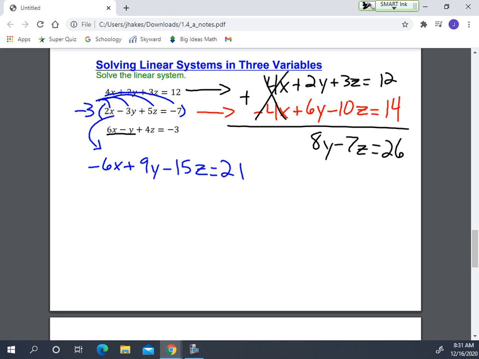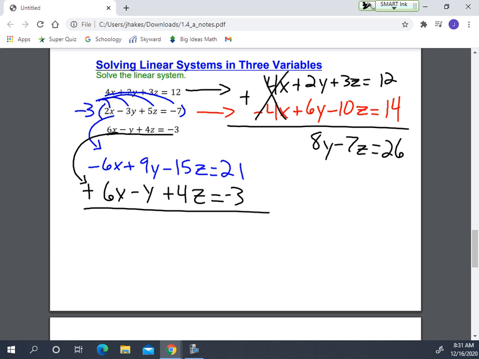Now, I'm going to take this equation and plug it in right down here. I have 6x minus y plus 4z is equal to negative 3. Adding those together, my x's cross out. That's what we wanted to do. We wanted to get rid of those x's. And I'm left with 9y plus negative y is 8y. Negative 15z plus 4z is a negative 11z. And then 21 plus a negative 3 is 18.